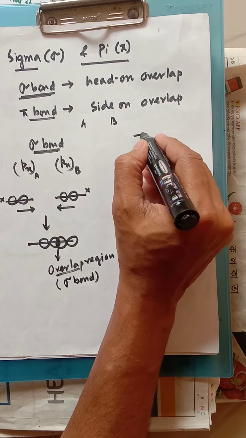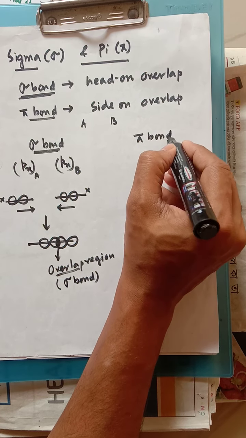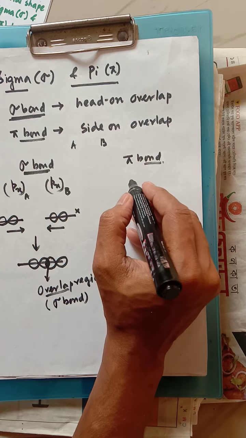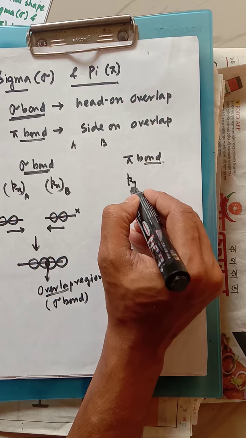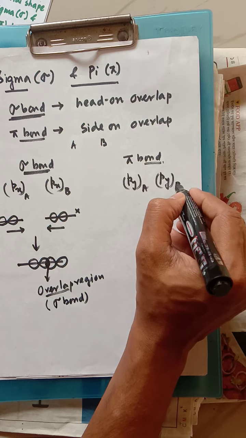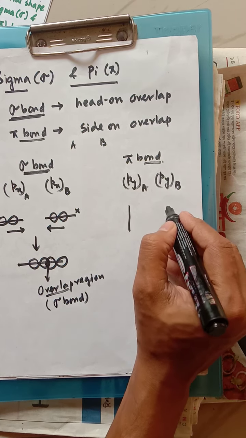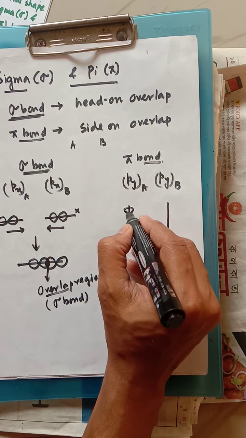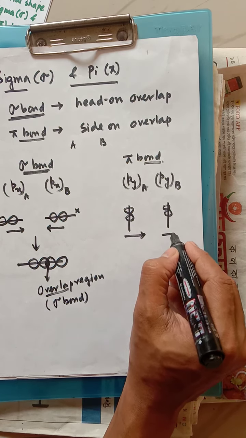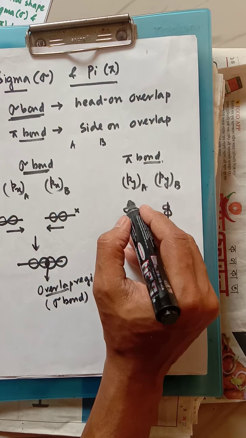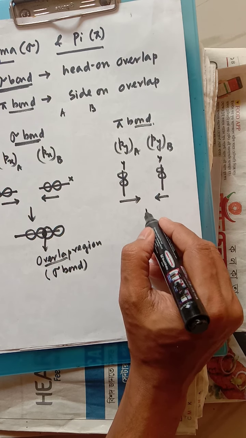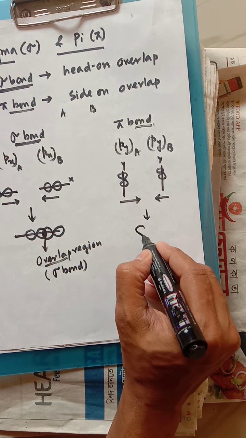Now if we consider the pi bond, how does the pi bond happen over here? In the case of a pi bond, let me consider this is py of A and py of B. That means the y-axes are approaching towards each other. It is the y-axis. So how will the overlap be done? The overlap will be done this way.